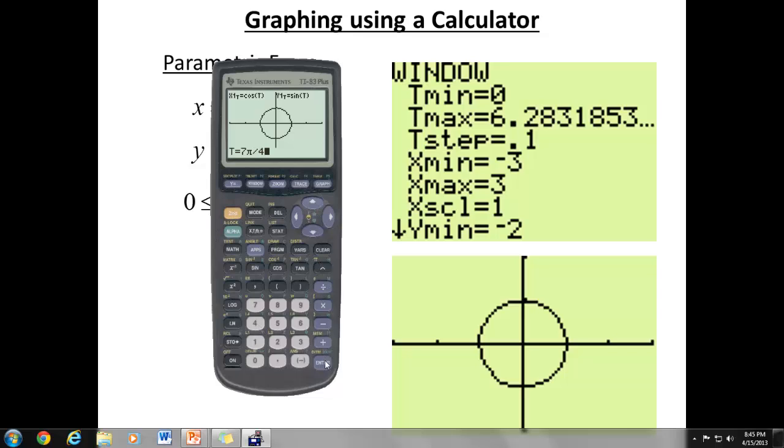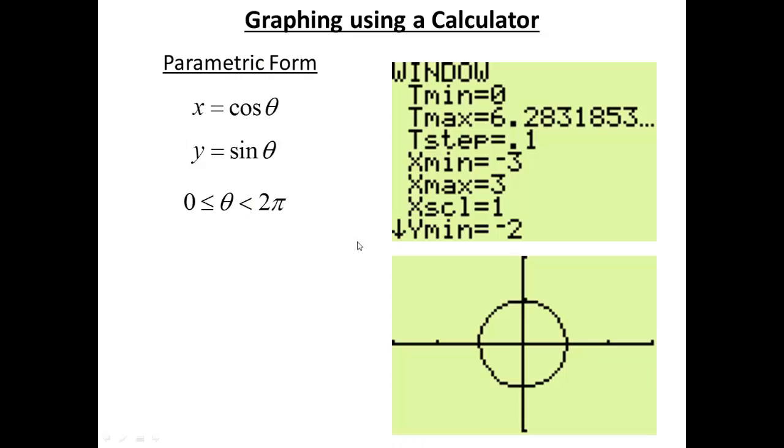Seven pi over 4, of course, is the 45-degree interval in the fourth quadrant, which I expect to be root 2 over 2, which is exactly 0.707. Positive, negative, x and y. So it's just another way of going through the unit circle if you wanted to, or of course you could just memorize it.